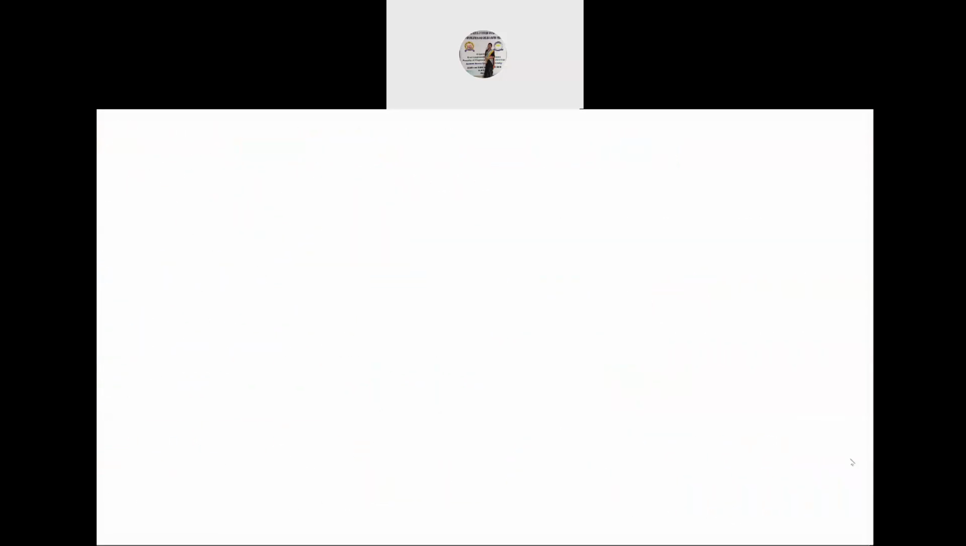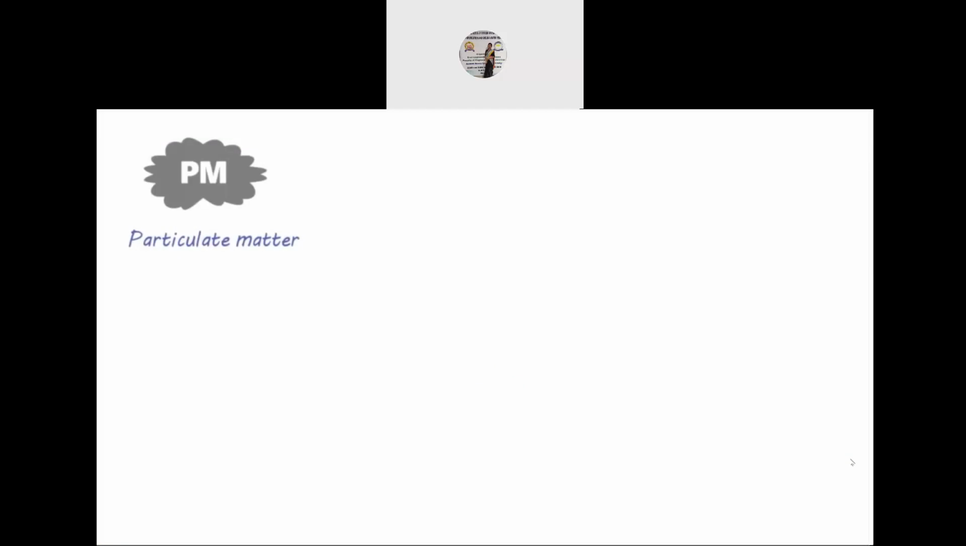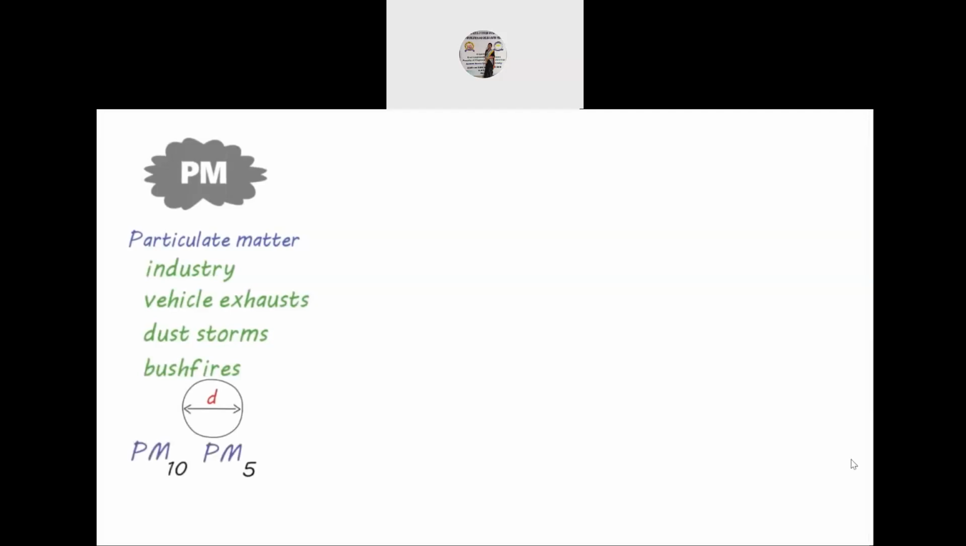Particulate matter is a complex mixture of small particles and liquid droplets that are mainly from industry or motor vehicle exhausts. Dust storms or bushfires can also generate large amounts of PM. Particulate matter is classified according to the diameter of the particles. The health effects of particulate matter are mostly due to particles that are less than 10 micrometers in diameter. These particles can reach the deepest parts of the lungs and enter the bloodstream.